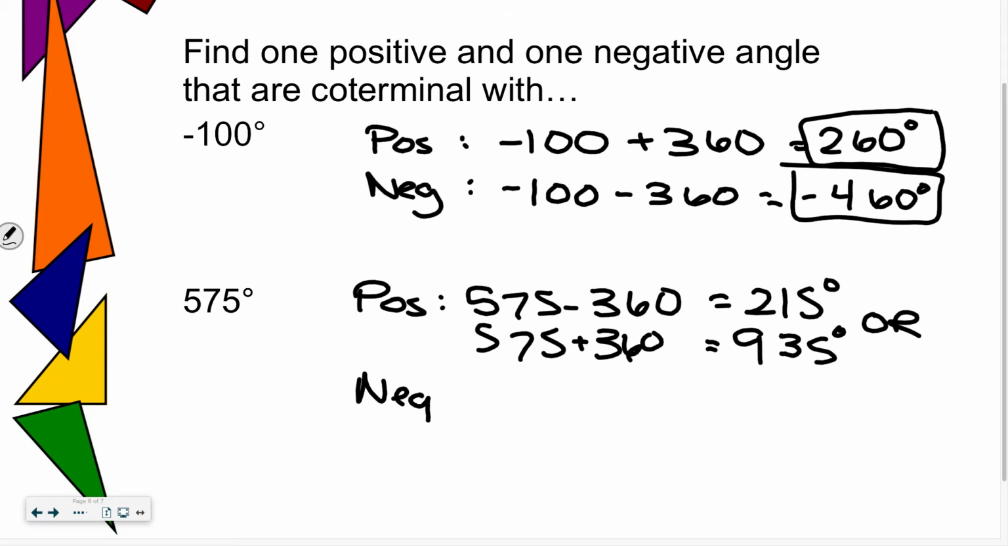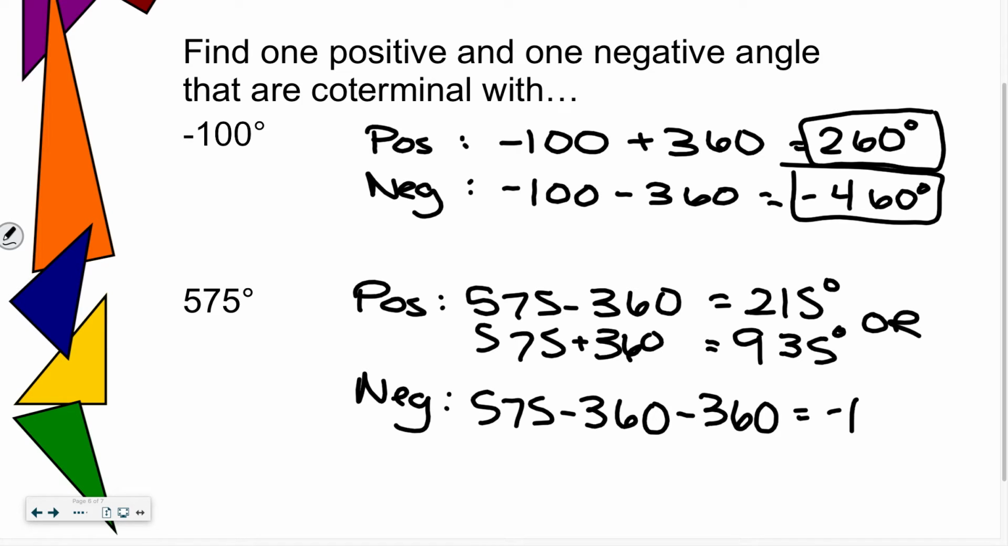To get the negative coterminal angle, this goes back to Aiden's question. If you only subtract 360, do you get your negative coterminal angle? No. So then you have to subtract 360 again. So you're really doing 575 minus 360. Nope, that's still positive. Minus 360. Yeah, negative 145. Boom.